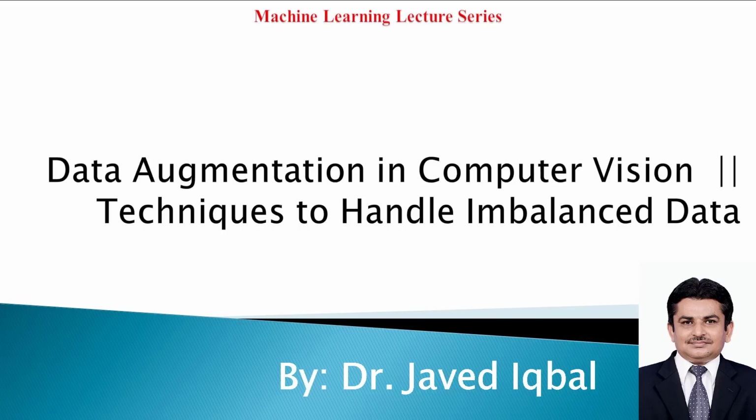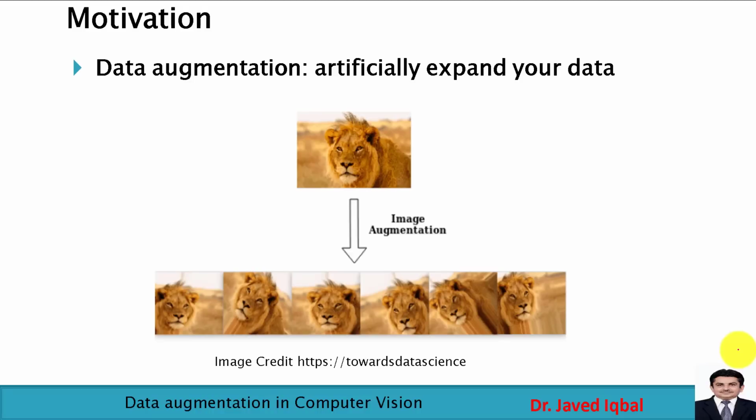This slide shows the motivation of using data augmentation techniques. As we know, in data augmentation, we artificially expand the data. Suppose we have this sample data of a line. After image augmentation, we can generate different variations of this image. Here are a few different variations of the original line image. So data augmentation techniques can be used in a similar way in various other problems in computer vision.